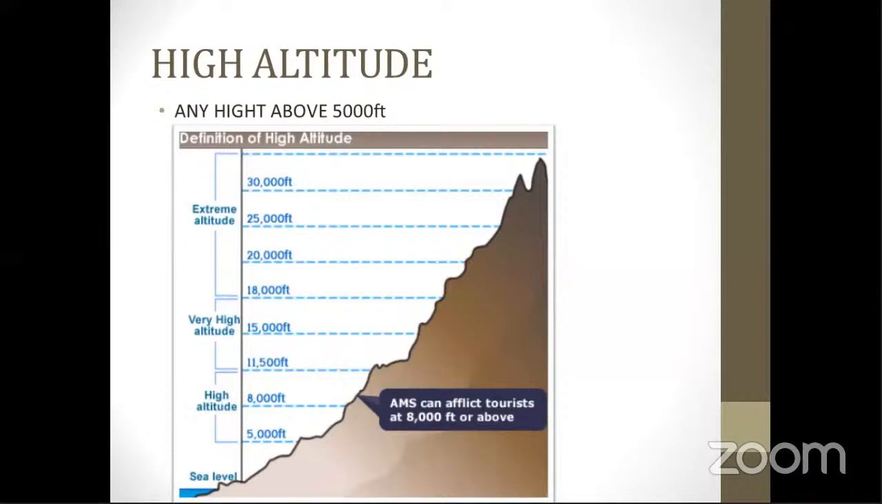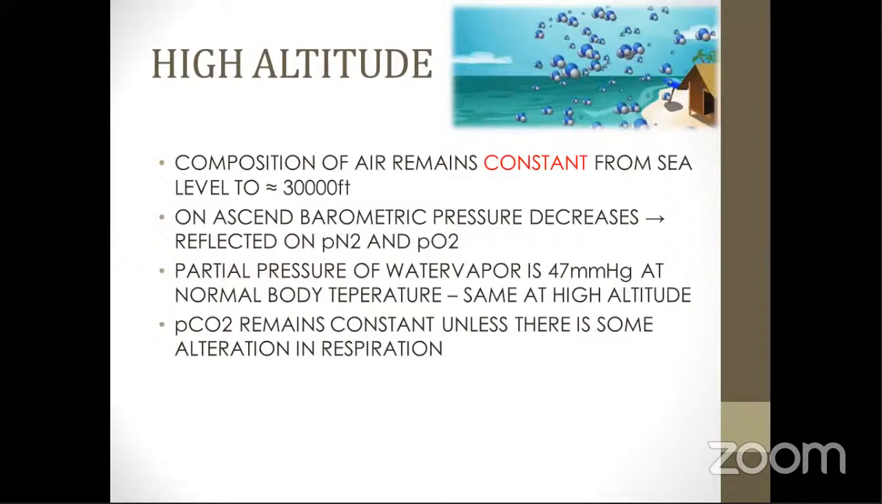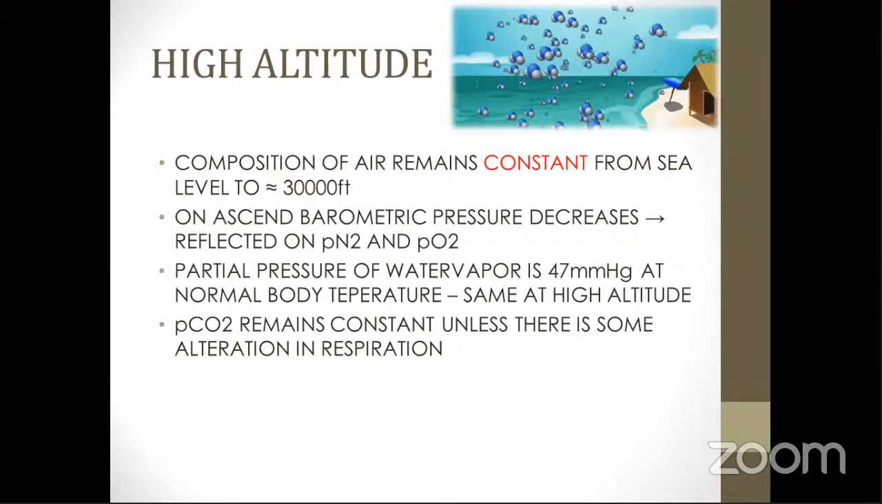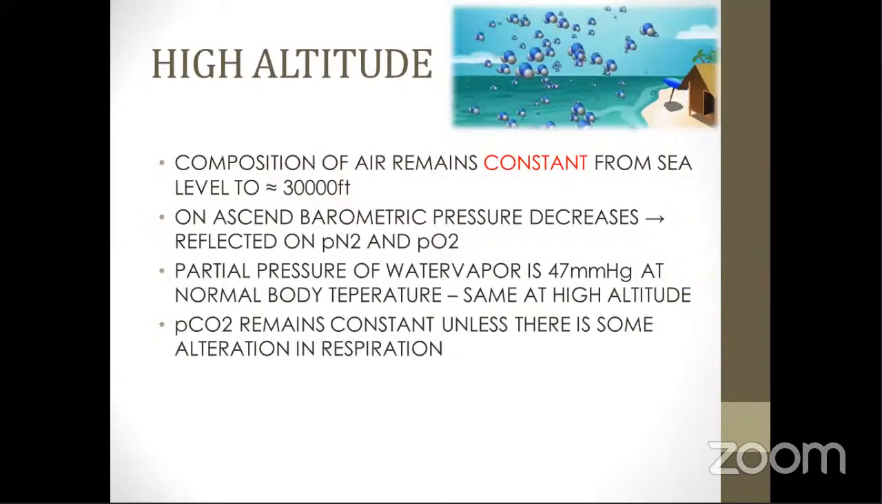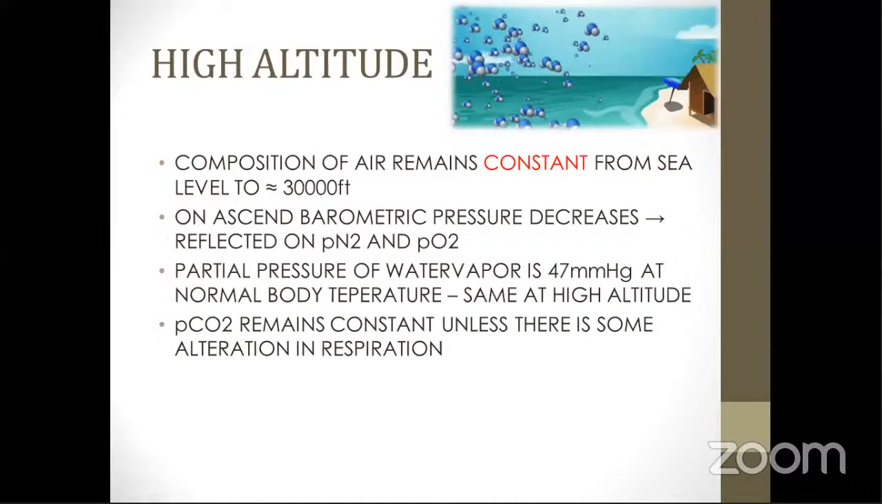These are the altitudes. And what is the problem at high altitude? If you go to high altitude, you can see that the composition of air remains constant from sea level up to 30,000 feet. On ascent, barometric pressure decreases, which is reflected in the partial pressure of oxygen and nitrogen mainly, not much effect on carbon dioxide partial pressure. The partial pressure of water vapor is 47 millimeters of mercury at normal body temperature, and it will remain the same at high altitude to some extent.